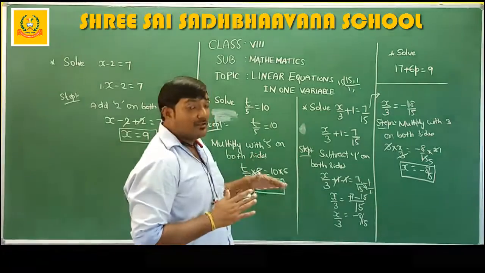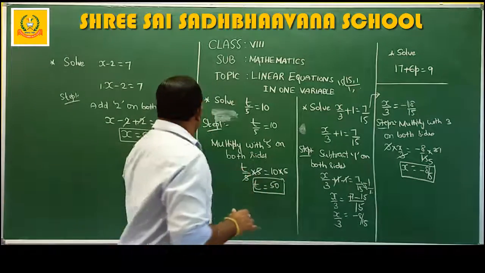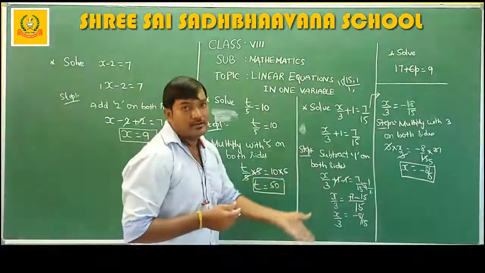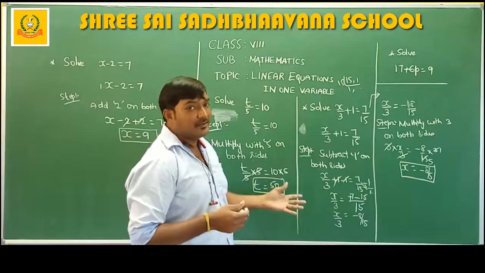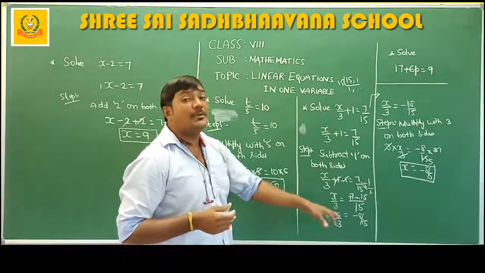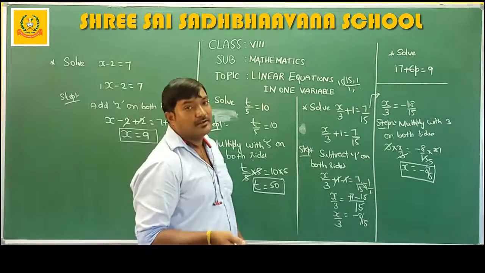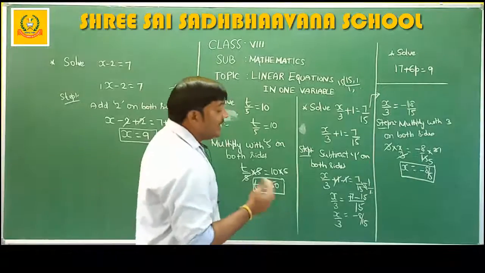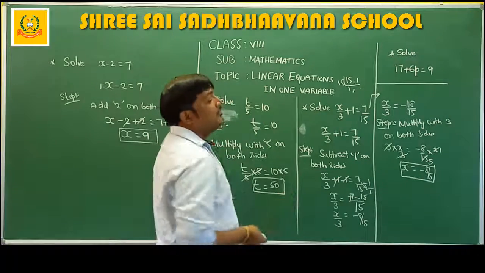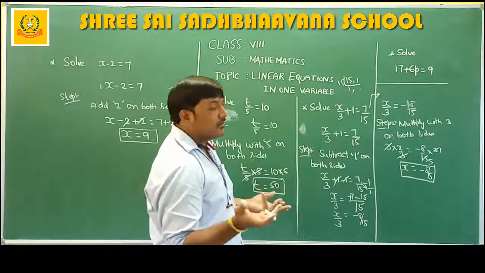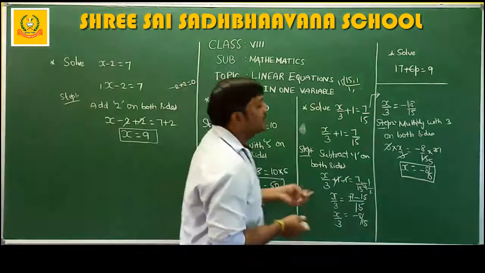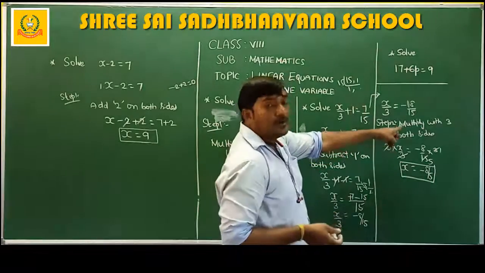But here, do we have just x? We got x by 3, which means the denominator is 3. We didn't get x there. So what should we do? We should eliminate the 3 which is in the denominator. As I said, if the 3 is in the denominator, you multiply with 3. If 3 is in the numerator, divide with 3. We just have to do it the other way as we discussed. So multiply with 3 on both the sides.